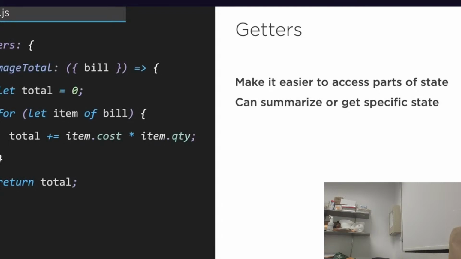For example, we might have a getter called damage total. Assuming we have a bill in our state, inside there's a bunch of items on the bill. We can then calculate the cost and then return that total. Let's flip over to our app and see where getters can be helpful.